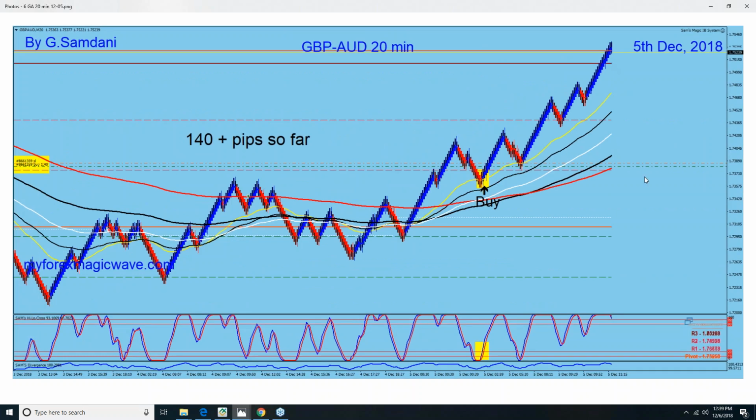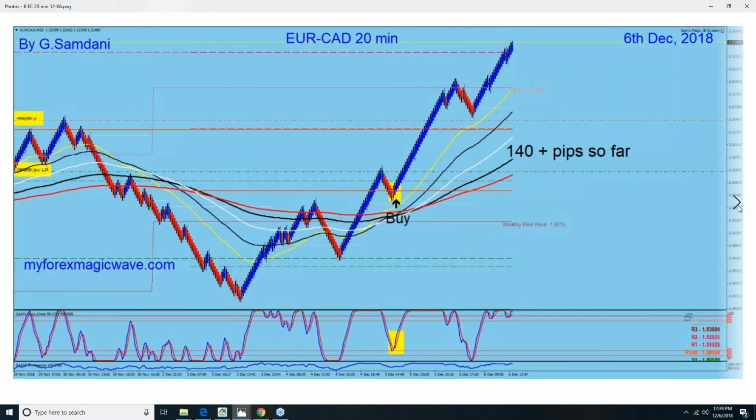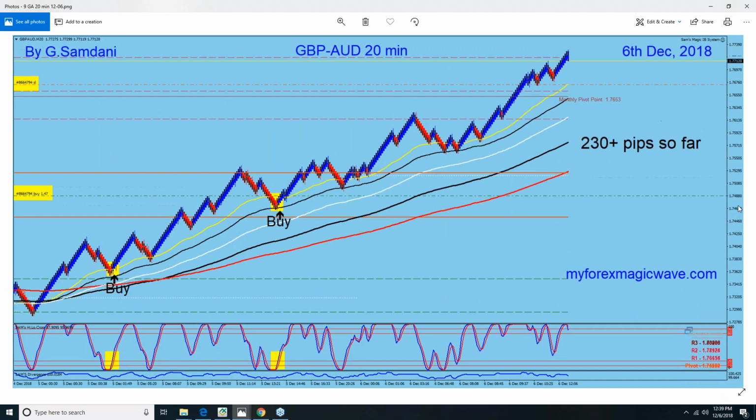This one from here to here, just on the 5th, and this is on the 6th today. And on the 6th, this is Pound-AUD. So this is the end of it. This is the last one.